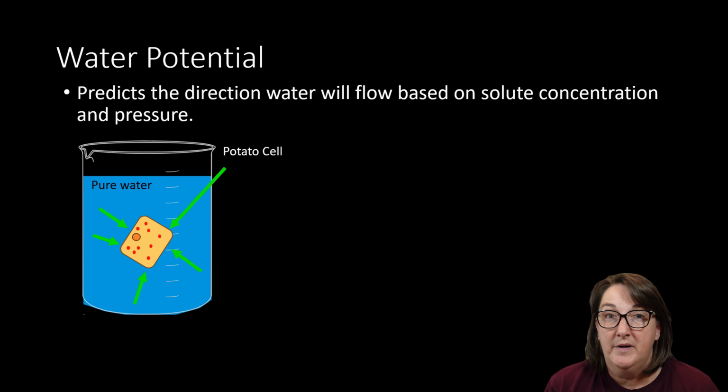So let's talk about water potential. Water potential predicts the direction water is going to flow based on the solute concentration and the pressure. So here I have pure water, which means I have no solutes in it. Inside the cell, I have solutes. So these solutes are taking up space that water could take. So that means I have less water concentration inside and more concentration outside. So water is naturally going to want to go into the cell because I have less percentage of water.